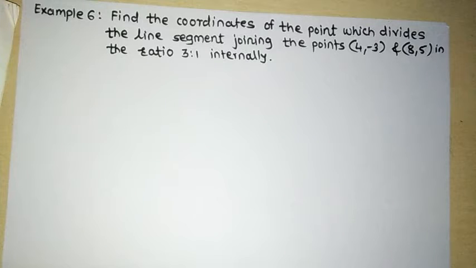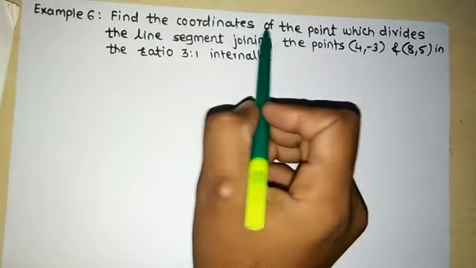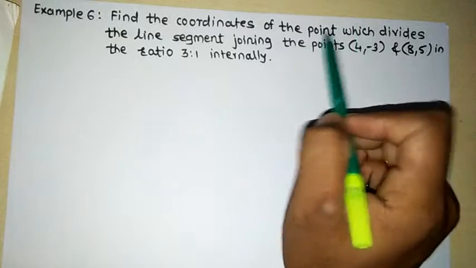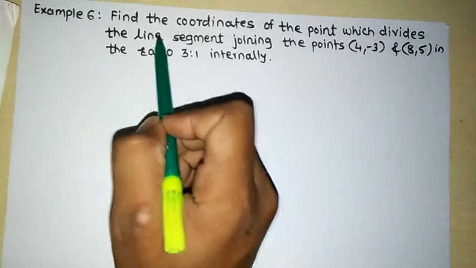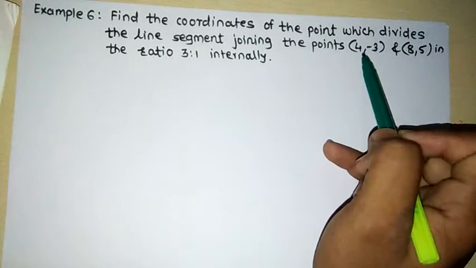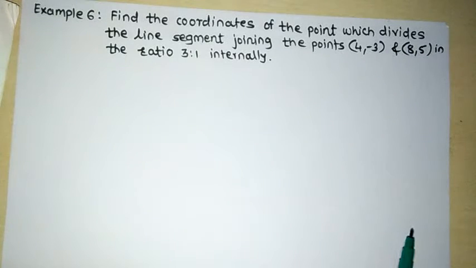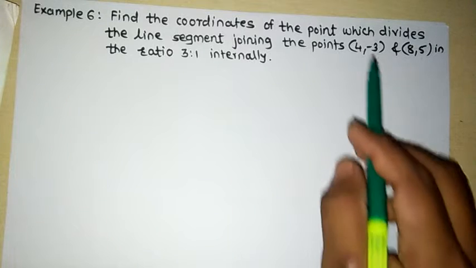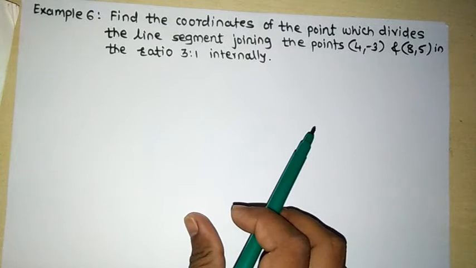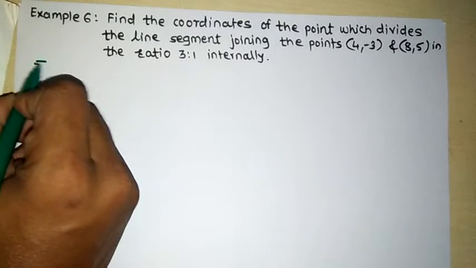Let us see the first, example number 6. See what is given in example number 6. Here we have to find the coordinates of the point which divides the line segment joining the points 4 comma minus 3 and 8 comma 5 in the ratio of 3:1. We will assume the point first.